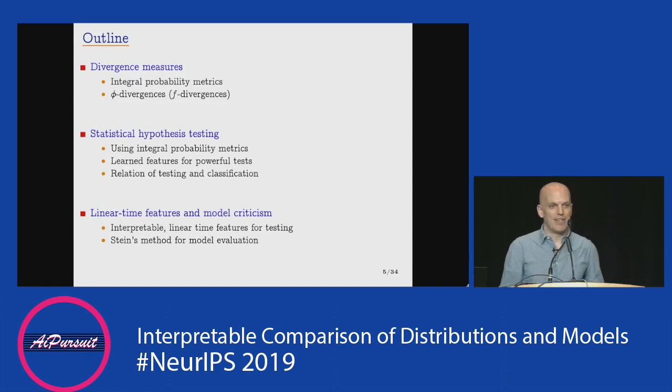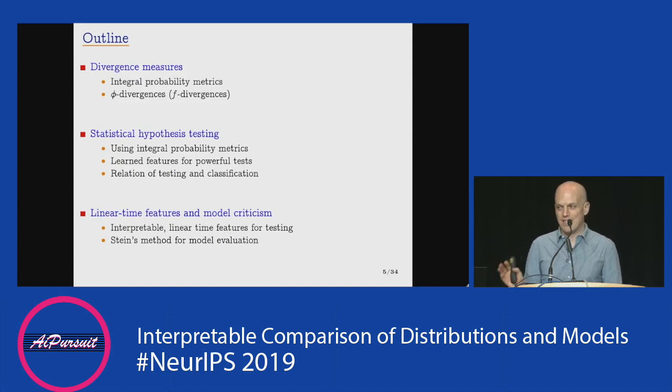Now to give a little bit of an outline of how we're going to do this presentation, I'll talk about divergence measures just in the abstract. I'll talk about integral probability metrics and also phi divergences. You might have heard of phi divergences also in the form of f divergences or Ali-Silvey divergences. I will use phi divergences for notational reasons that might become clear later.